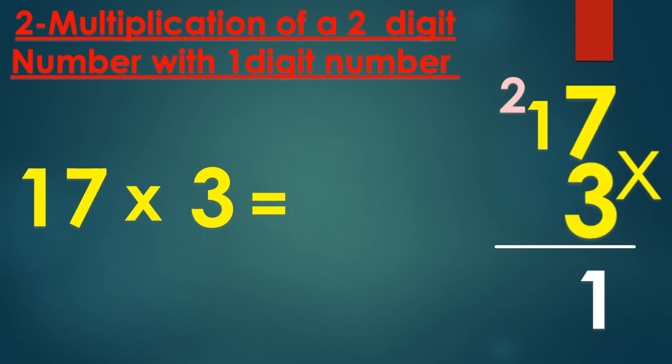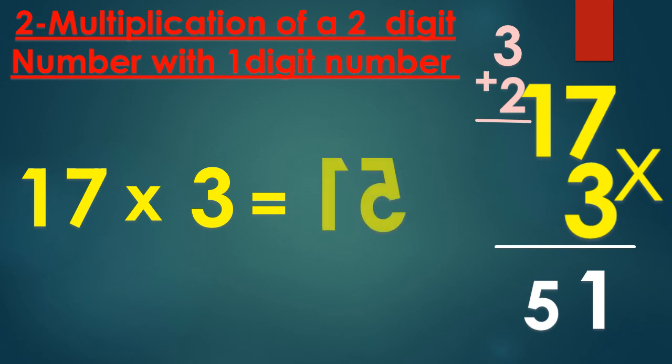Then we multiply the 3 by the 1. 3 times 1 is 3. And we already have a 2. 3 plus 2 equals 5. Then the answer is 51.